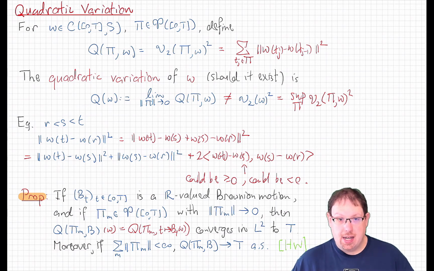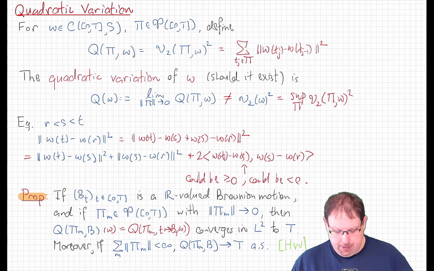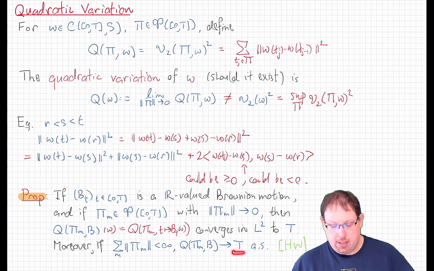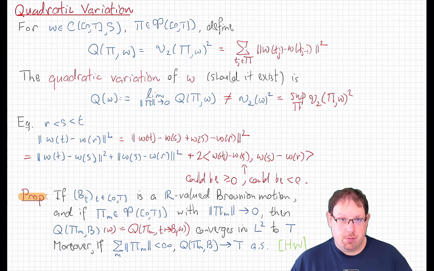But you can take any L2 limit and find a subsequence that will converge almost surely, and in fact, you can describe quite easily when that limit will exist here. If the meshes of the partitions decay fast enough that the sequence of meshes is summable, then you will actually get that these random variables, the quadratic variations of Brownian motion, converge almost surely to the constant t. And that is on your homework to prove.